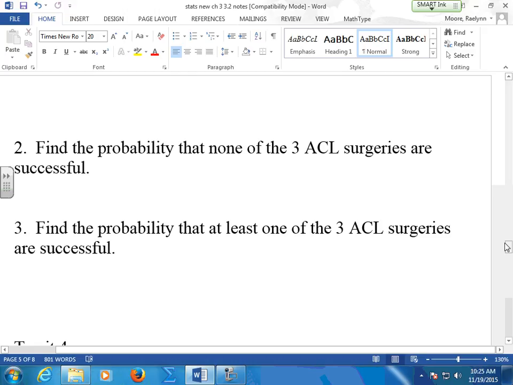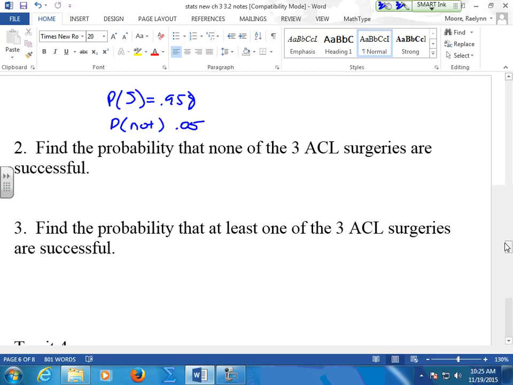Find the probability that none of the 3 ACL surgeries were successful. How would I do that? If the probability of success is 0.95, what is the probability of not successful? Point what? 0.05. So now I want 3 of these guys.